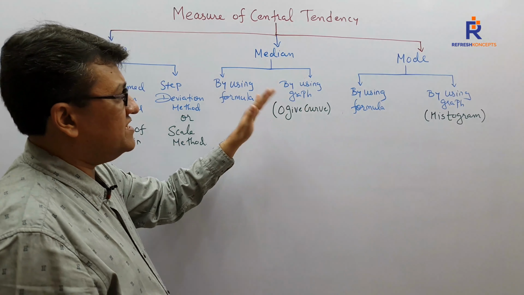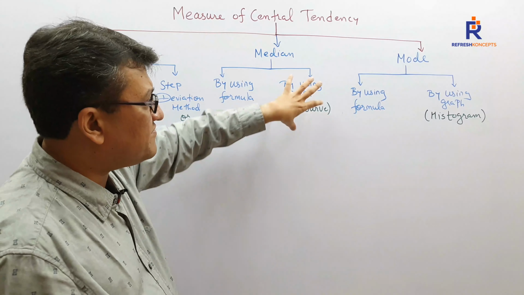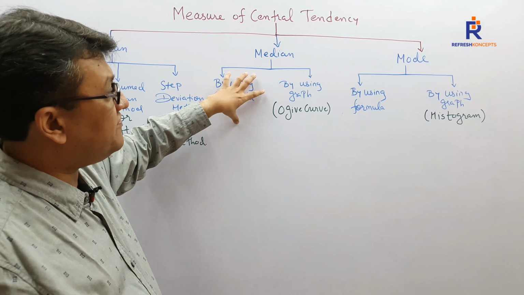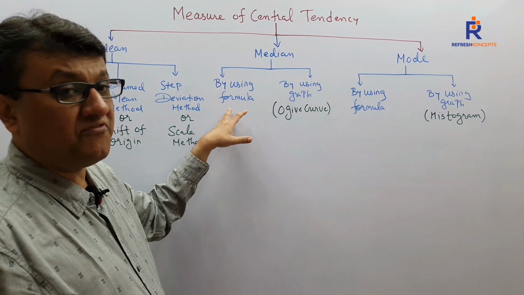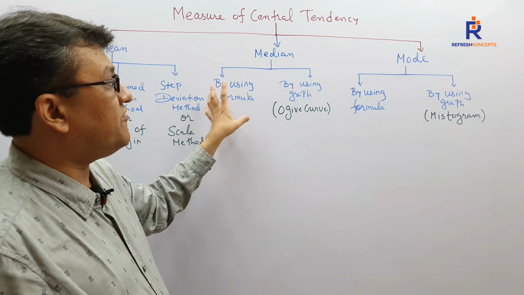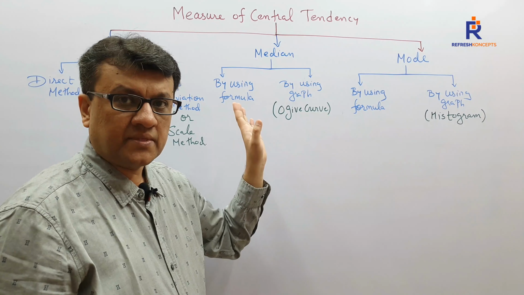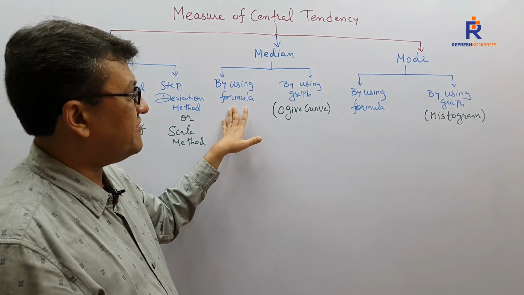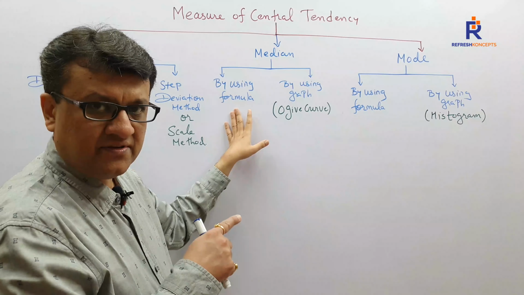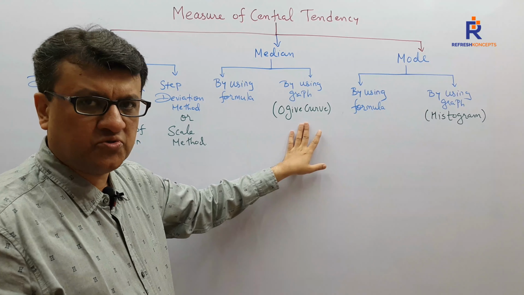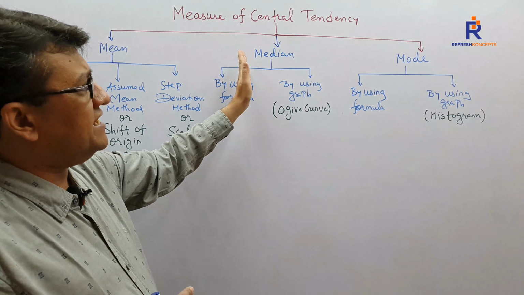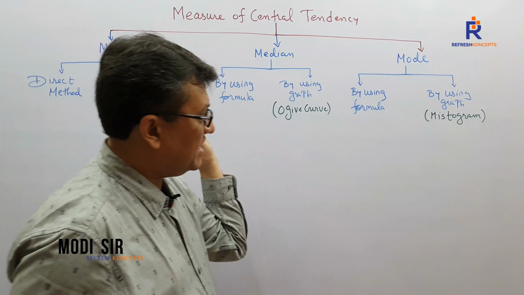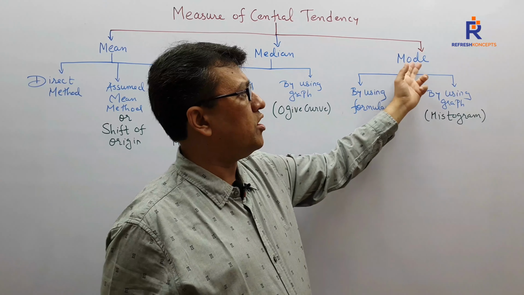So now I have given this. There are some boards who don't have this. They have only formula. And there are some boards who have only ogive curve and not formula. I shall be making you understand both, by formula for those boards who have it, by ogive curves for those boards who have it, right? But said and done, median can be found in two ways. Graphically, formula wise.